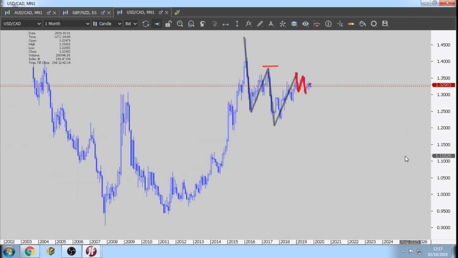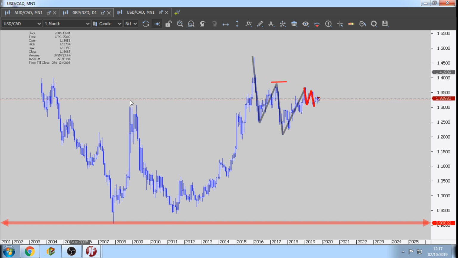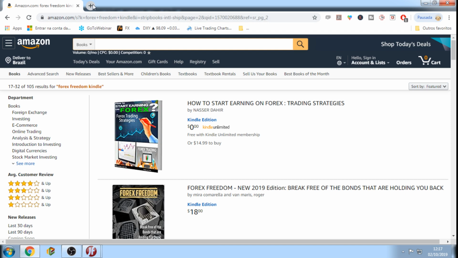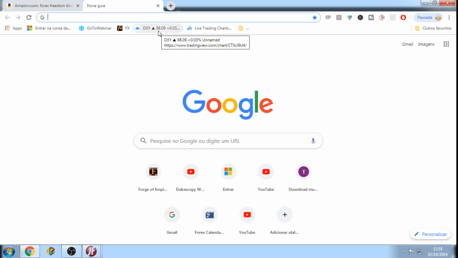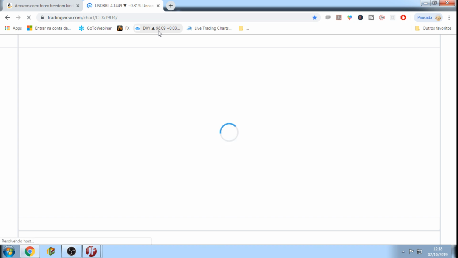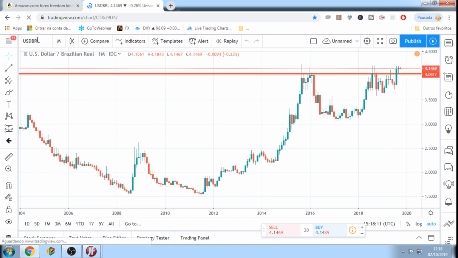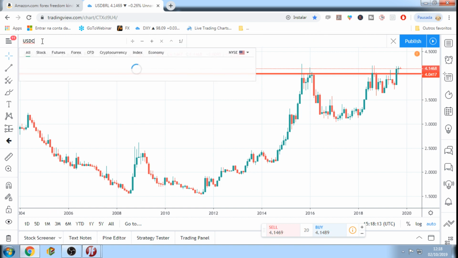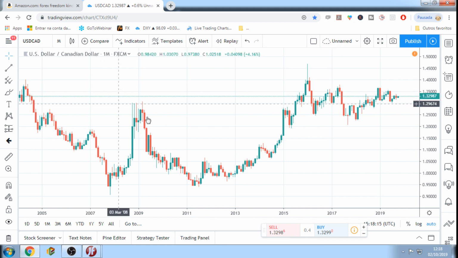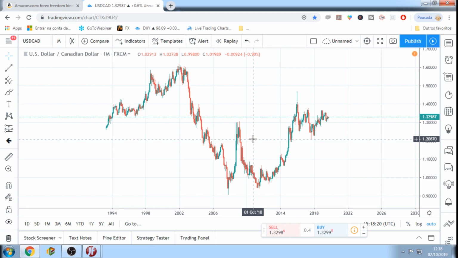So this is USD CAD, this is the lower band, and I'm missing data on the Forex platform, so I'm going to open TradingView. Let's wait. TradingView, and let's check USD CAD monthly chart. Let's compress the chart. See everybody? See, now the picture is different.